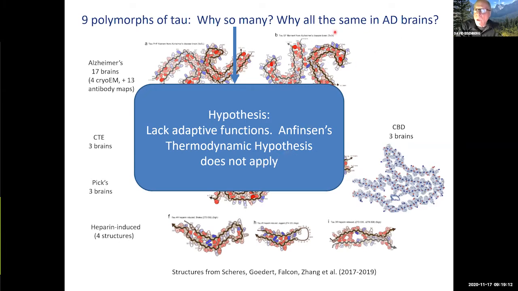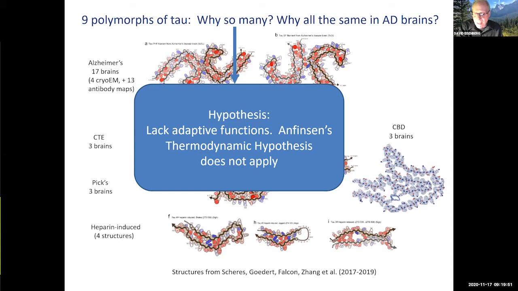But now, why, when Goedert and colleagues look at just Alzheimer's brain, do they only see these 2 polymorphs? Well, in their published papers, 17 different Alzheimer's brains give just these 2 polymorphs, so-called paired helical filaments. In CTE brains, they looked at 3, and it's a different polymorph, but all 3 are the same. Pick's disease, 3 brains give the same polymorph. And so why is that? It's rather mysterious, isn't it?